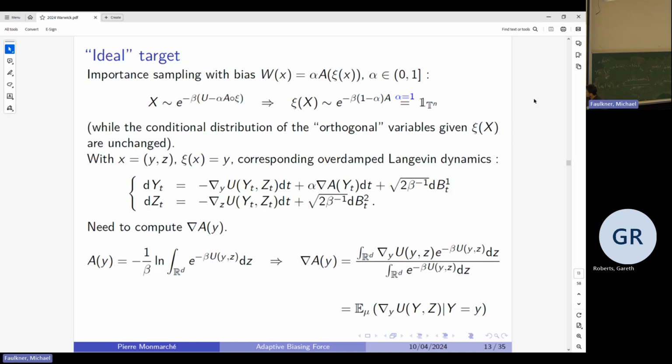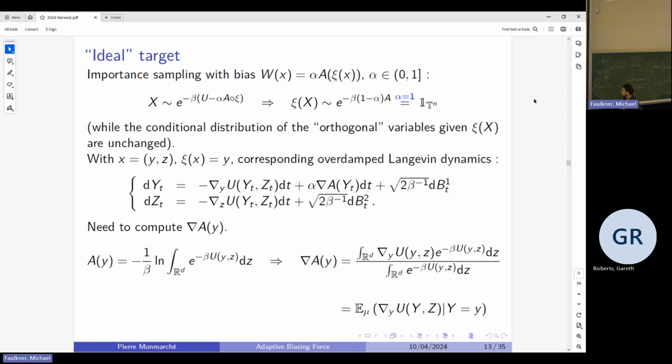Okay. And just a remark, I just said that I have the same conditional distribution with the initial target measure and with the biased target measure, which means that this formula is still true. So the gradient of A is the same if you replace mu by this modified target. So as long as you just modify the marginal law of y without modifying the conditional law of z given y, you still have this formula, which is going to be interesting later.